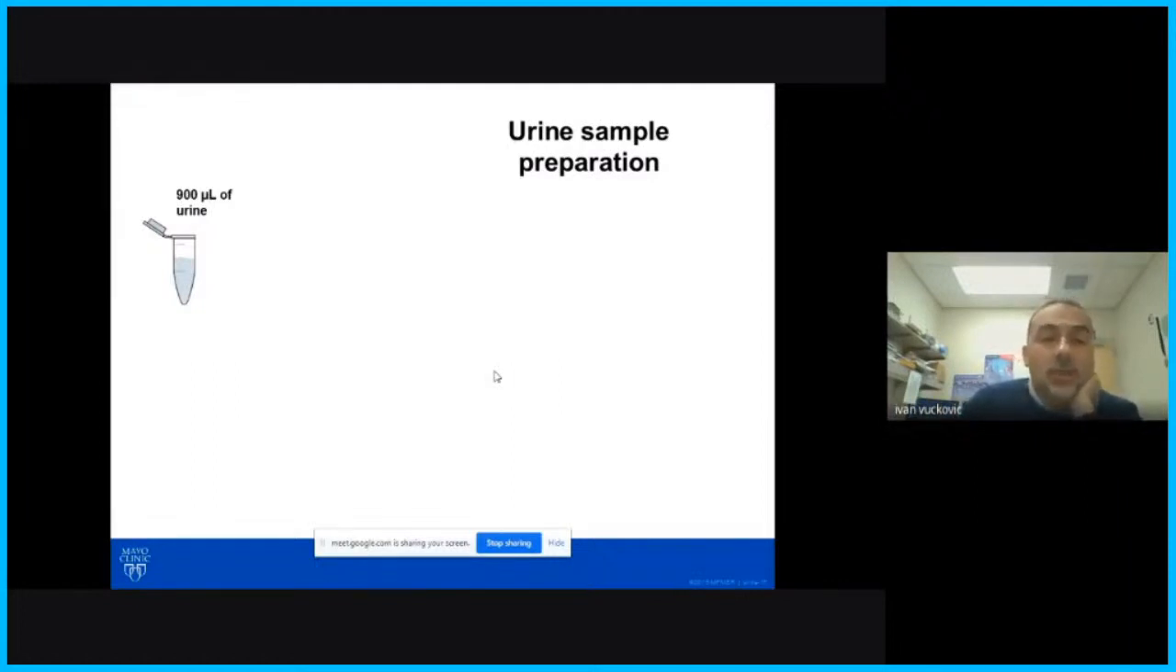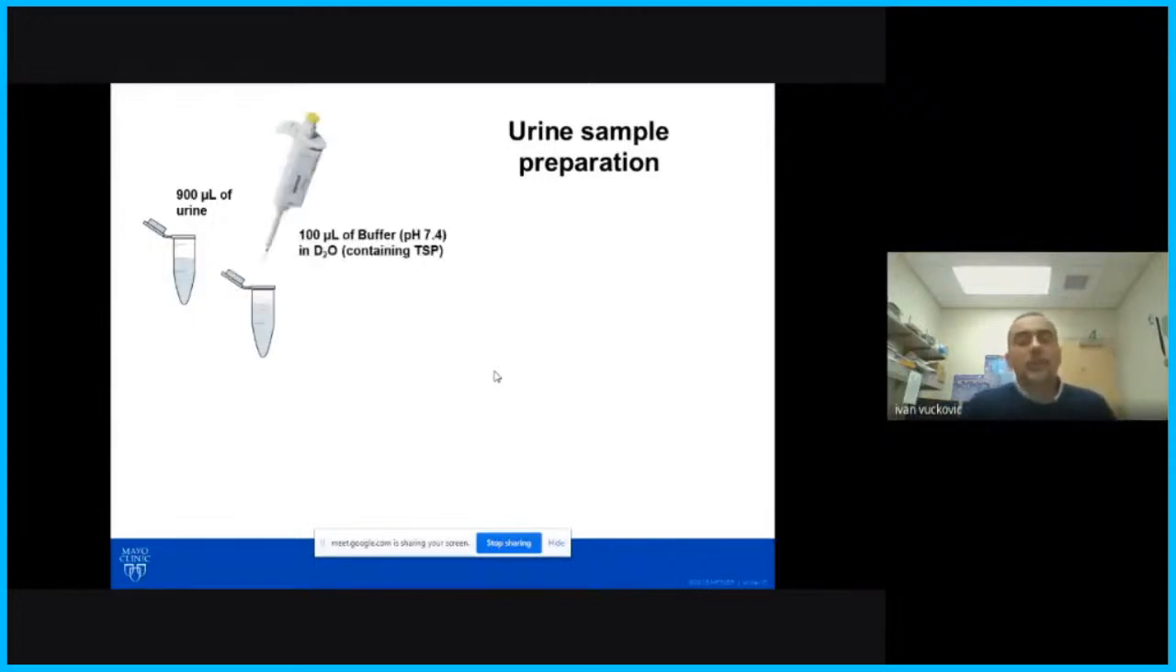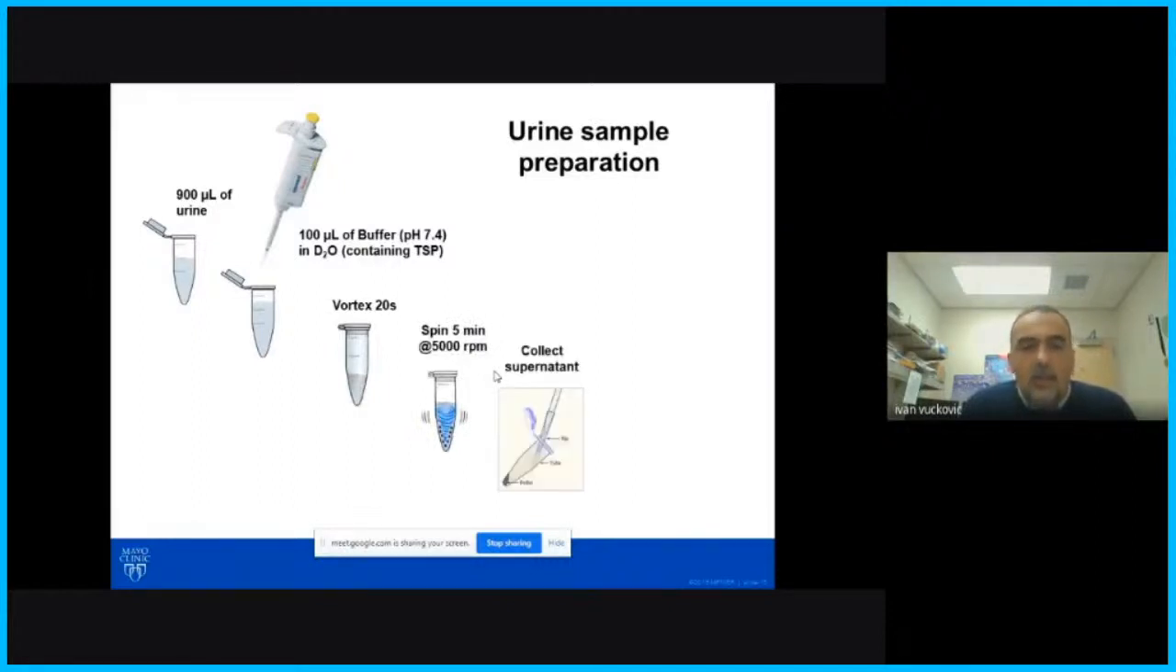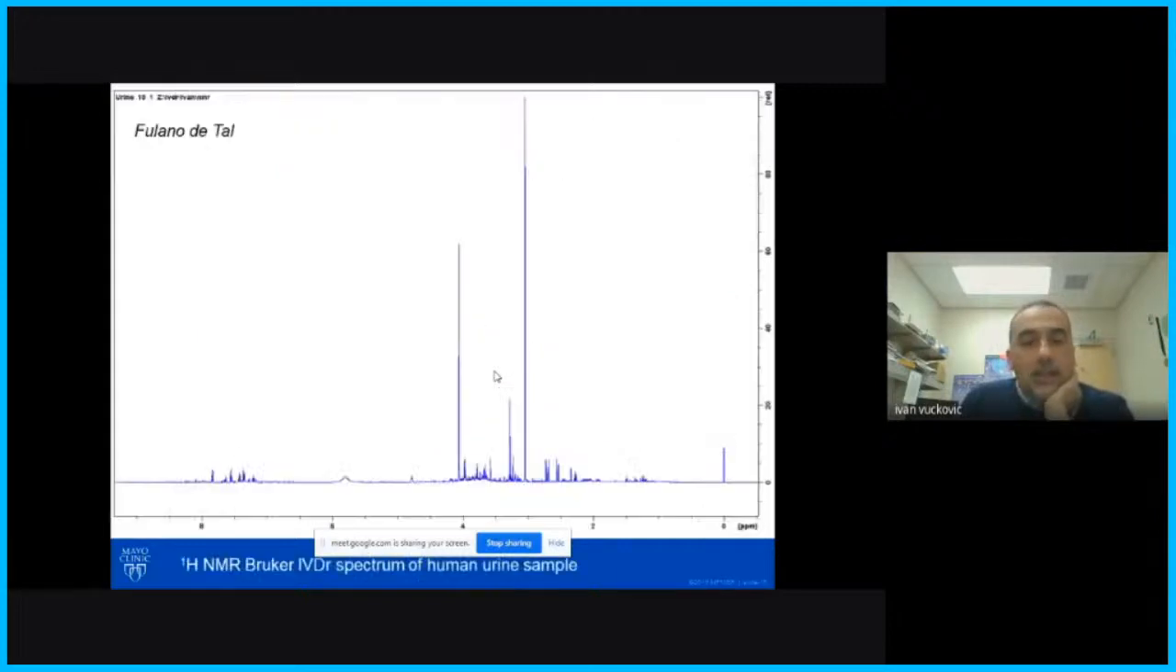By Bruker protocol, you can start with 900 microliters of urine. Then you add buffer that contains phosphate buffer at pH 7.4, 10%, actually it's all in D2O, so when you mix urine with this buffer, you have roughly 10% of D2O in your NMR sample, and then it contains TSP as internal standard. You vortex this mixture for 20 seconds, then you spin it down for 5 minutes, and you collect the supernatant if there is any pellet there. Then you transfer that to an NMR tube, and the NMR tube goes to the NMR instrument, and this is how the typical NMR spectrum of human urine at 600 megahertz looks like.